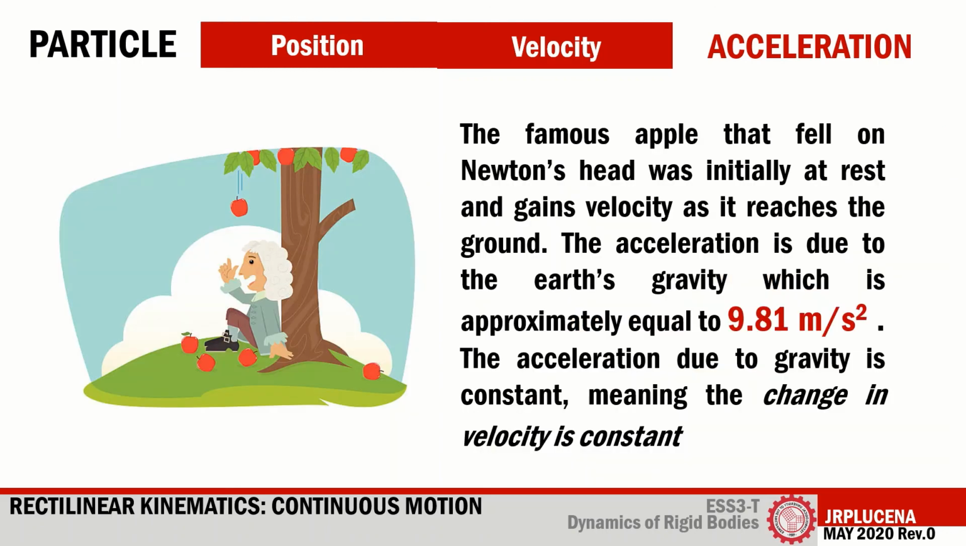So there we have position, velocity, and acceleration. Before we end this video, let me tell you the story of the famous apple that fell on Newton's head. It was initially at rest, and gains velocity as it reaches the ground. The acceleration is due to the Earth's gravity, which is approximately equal to 9.81 meters per second squared. The acceleration due to gravity is constant, meaning the change in velocity is also constant. Now, we have finally defined and understood position, velocity, and acceleration, and how they are related to each other.